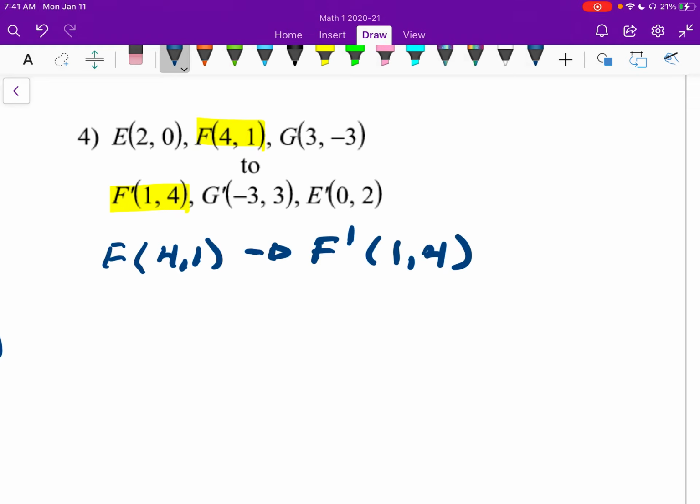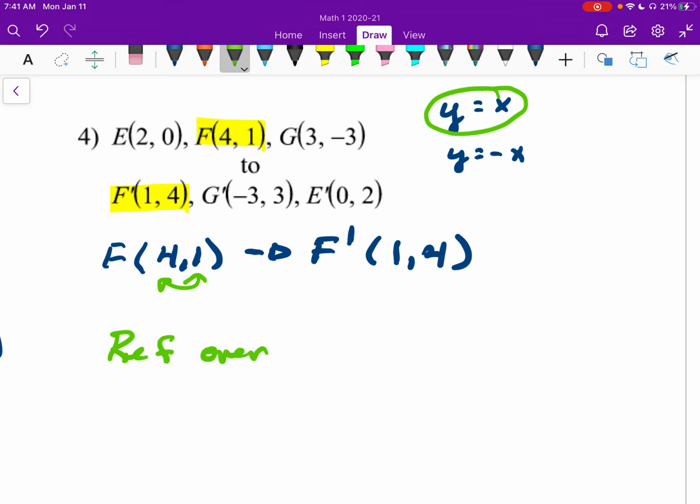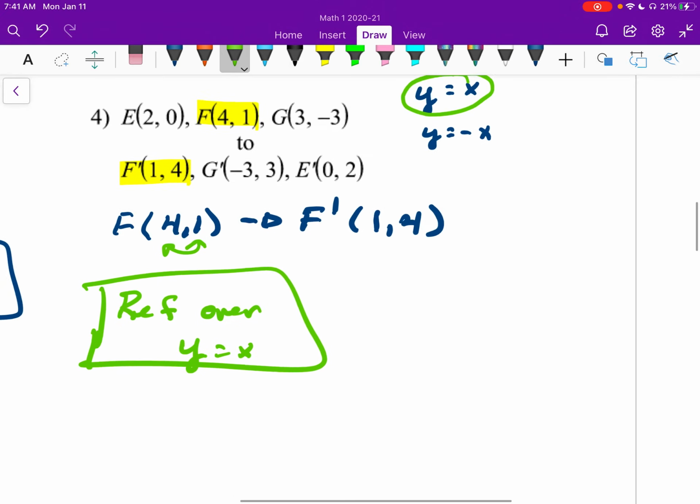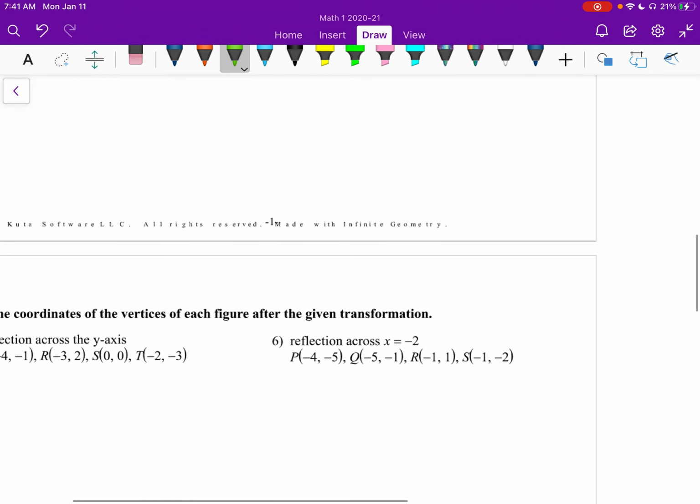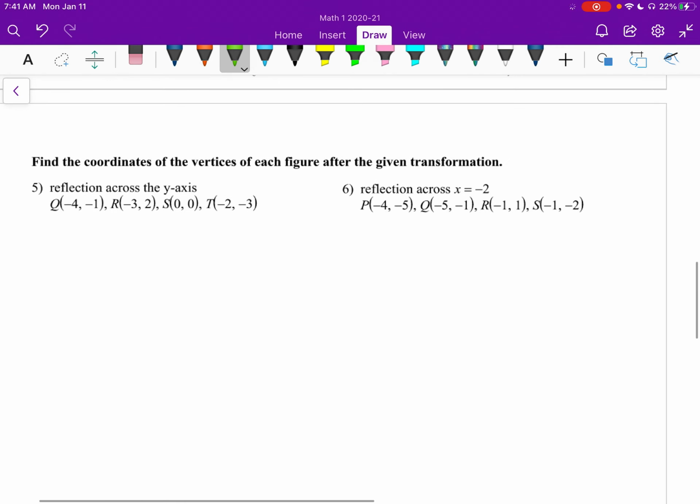So now we need to look at our formulas for y equals x and y equals -x. Well, if we look, it looks like they just swapped spots, right? The swapped spots one is y equals x. So we're going to say reflect over y equals x. Just like that. All right, moving on. Number 5, find the coordinates of the vertices of each figure after the given transformation.